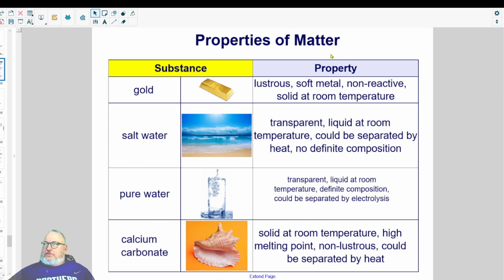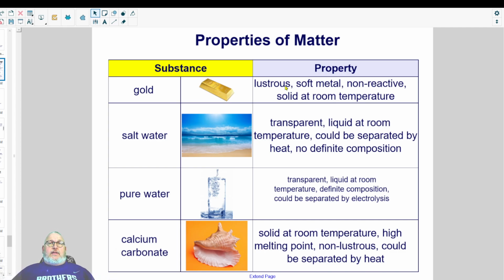Let's look at gold, right? Gold's a substance, but let's think about some of its properties. It's beautiful, right? It's lustrous. It's a very soft metal, very non-reactive, and it's a solid at room temperature. Now, salt water is transparent, it's liquid at room temperature, it can be separated by heat, right? You can separate the salt from the water, and there's no definite composition.